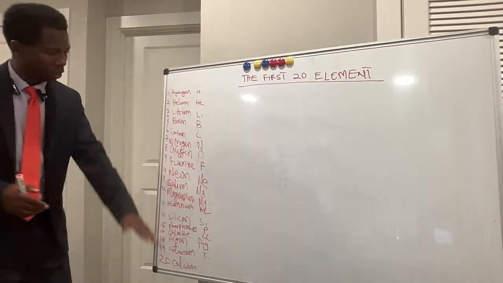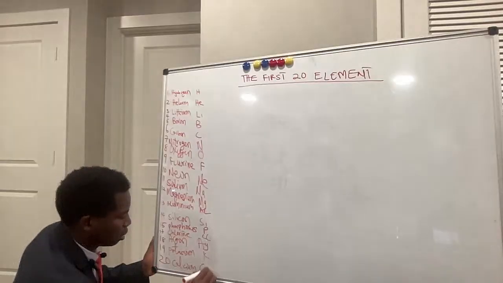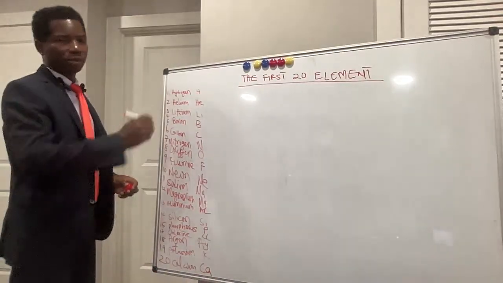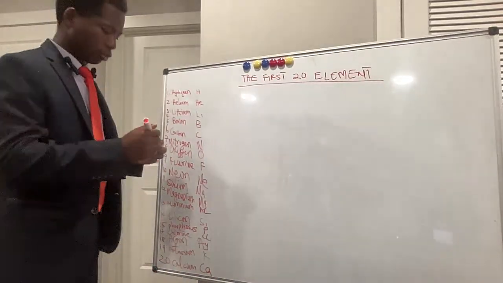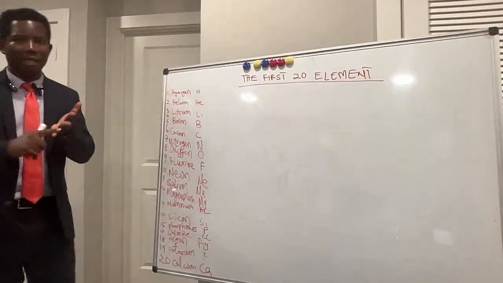Now, these are the first 20 elements and their symbols. Calcium is Ca. Now, let's see how to distinguish if an element is a metal or non-metal.